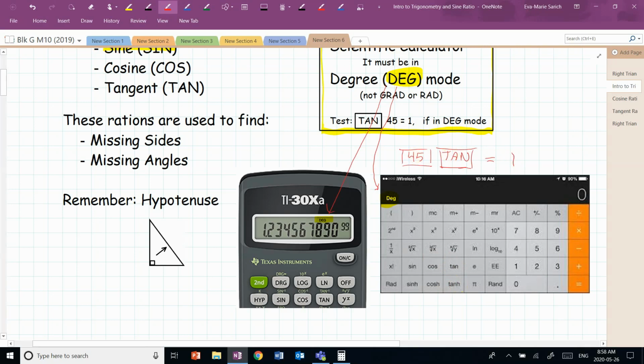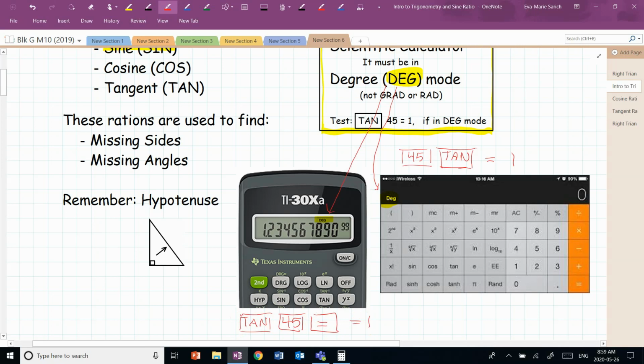Okay, that works for some handheld calculators to do it in that order. A lot of handheld calculators are in a different order. So you could try that and you should get 1. If you get an error, then try this. You're going to go tan first, and then you're going to punch in 45, and then you're going to have to punch the equal sign. And what you should get is 1. Okay?